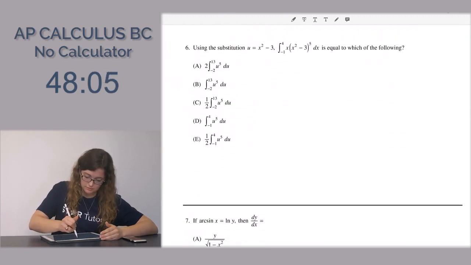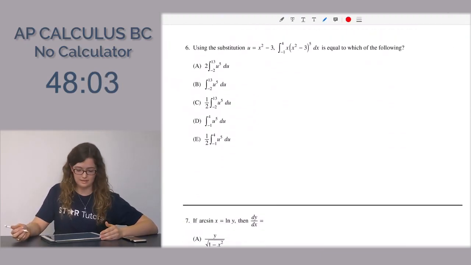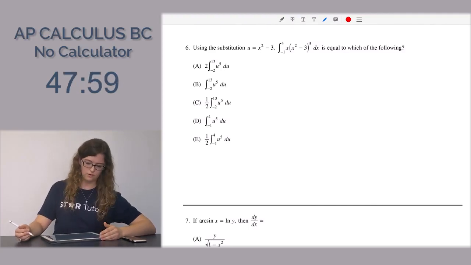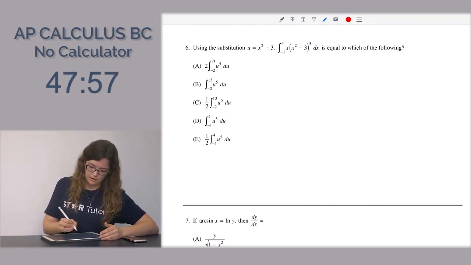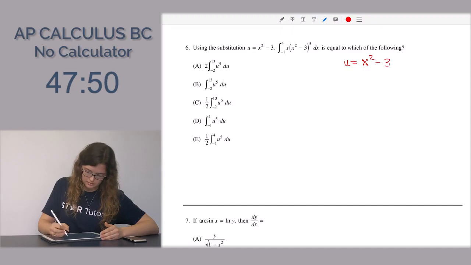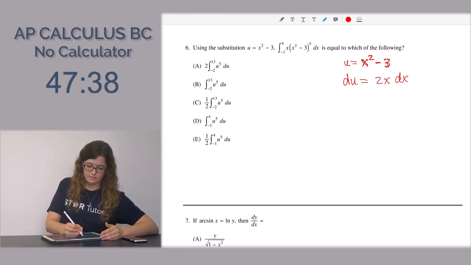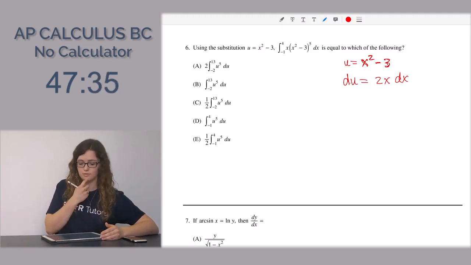Using the U substitution. So they actually tell us the substitution. That's nice. And then we want the integral from negative 1 to 4 of x times this. All right, so first of all, my U substitution, they want us to use x squared minus 3. And then if I take the derivative, du is going to be 2x dx. And then I just have to make sure I substitute everything that is in terms of x right now into terms of u.